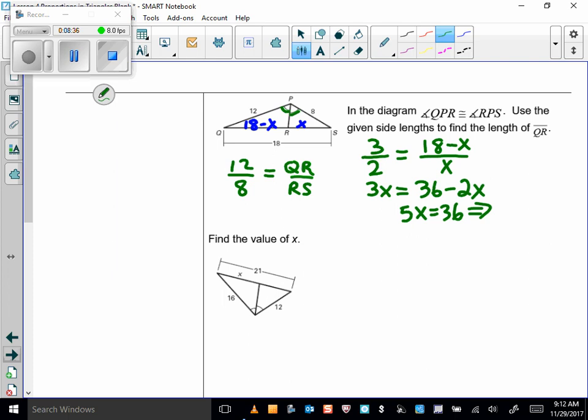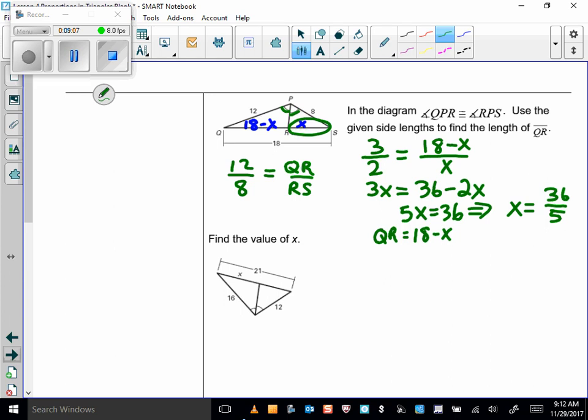Therefore, X is going to be 36/5. X, that's RS. Okay, that's RS. Unfortunately, they asked us for QR. If I'd thought about that a little bit, I would have labeled QR X. But now, what have I got to do to get QR? I know that QR is 18 minus X.